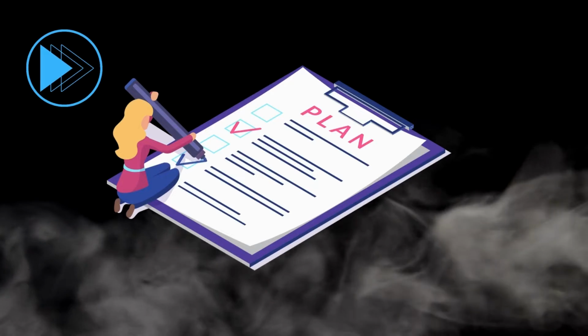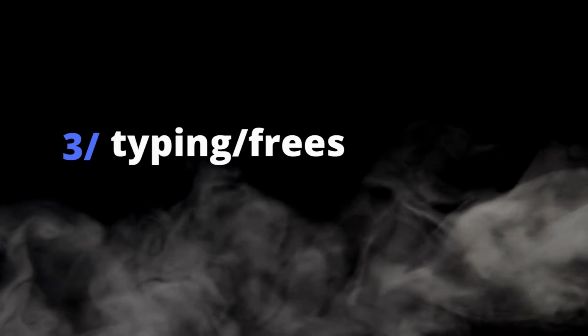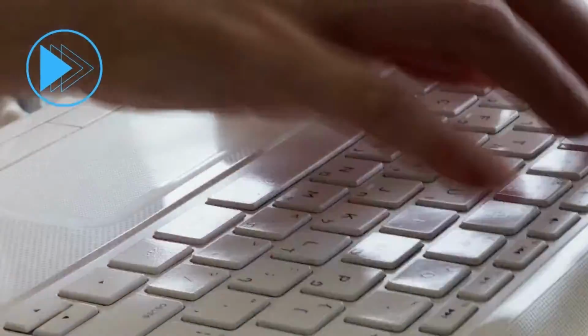With a clear plan on your hand, you can start writing. Number 3. Typing/freestyling the script. If you're comfortable with writing, do it. Without interruption, let the words spring up naturally. If you're not, we have a simple trick that's gonna make a difference.